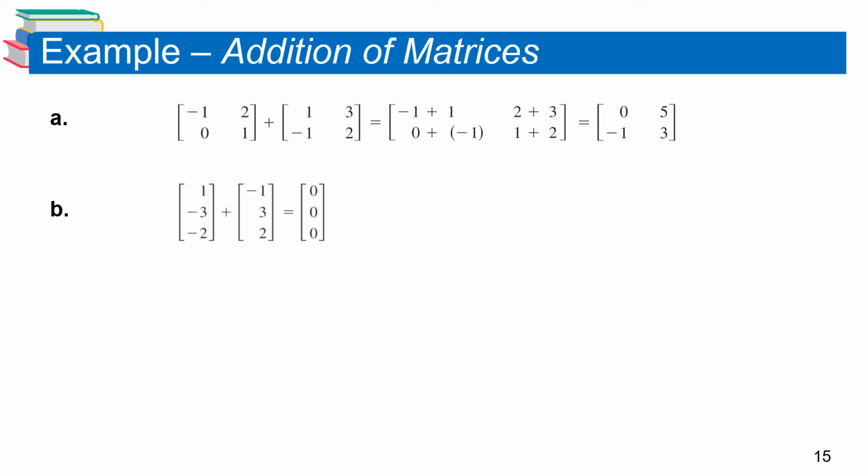All right, so similar situation in part B. I'm trying to add a 3 by 1 matrix to another 3 by 1 matrix. Again, since those dimensions are the same, I can add them. So I have 1, negative 3, negative 2, plus negative 1, 3, 2. And I want to add those together to get 0, 0, 0. And so I see that my final answer is the 0 matrix. And not only that, it is a column matrix because it only has one column.